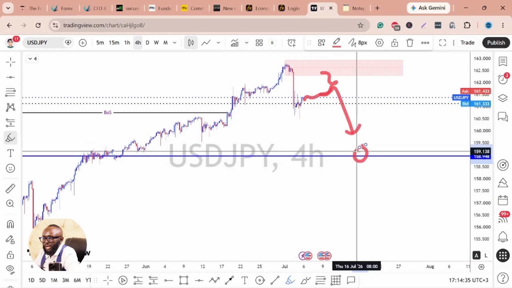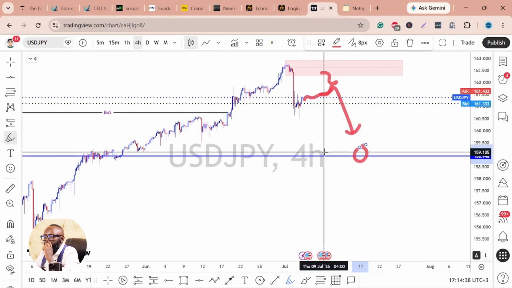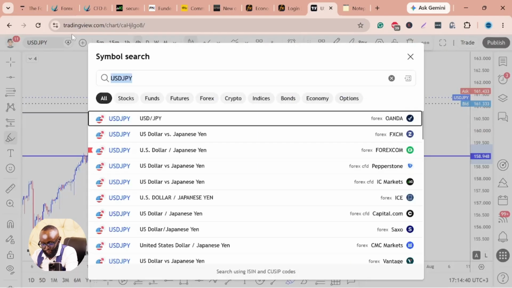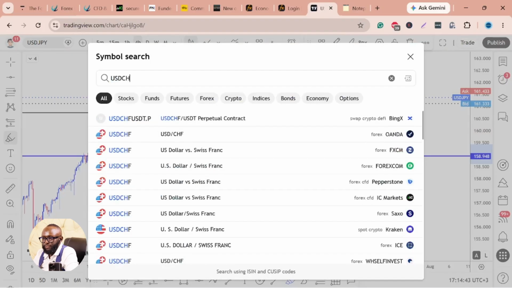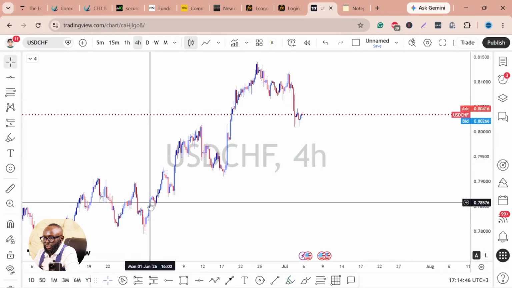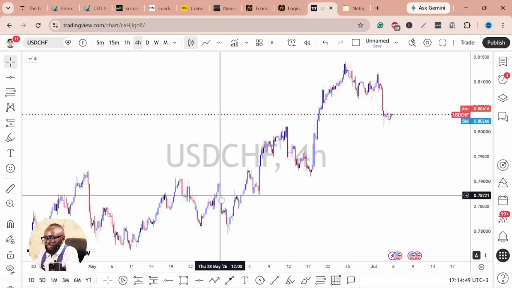Then once we get to these levels over here, I'll be looking to take longs on USD JPY. So USD CHF. Now USD CHF.